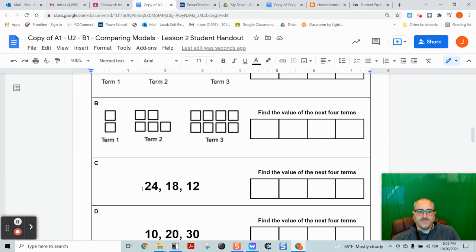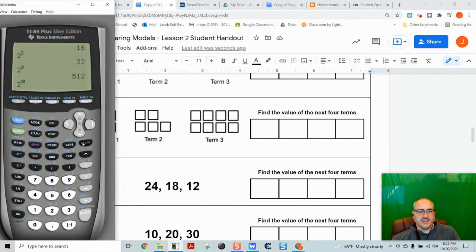Let's see, I went from 24 to 18 to 12. So let me see what's going on here. Let me start with 24 and figure out what the difference is. 24 minus 18 is 6. All right, what's 18 minus 12? 18 minus 12 is 6.